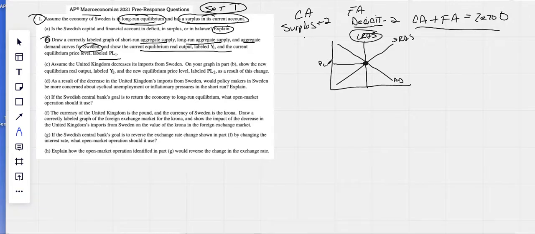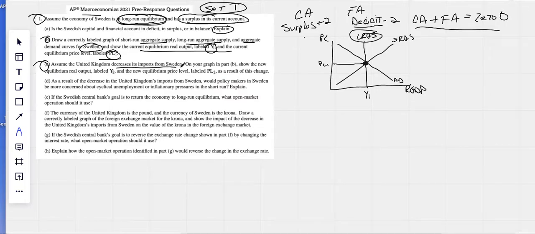This is going to be PL1, this is going to be Y1. Obviously real GDP on the horizontal and just price level on the vertical is fine. So we got our Y1 and our PL1. We've got all of our curves and we know we're in long run equilibrium. Good enough.